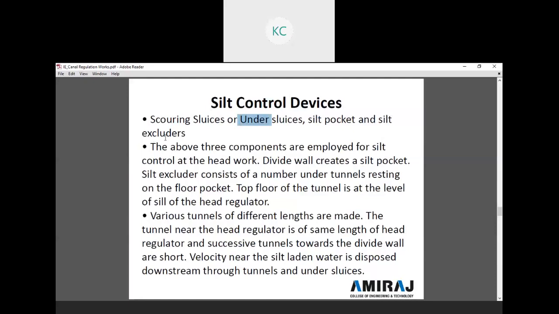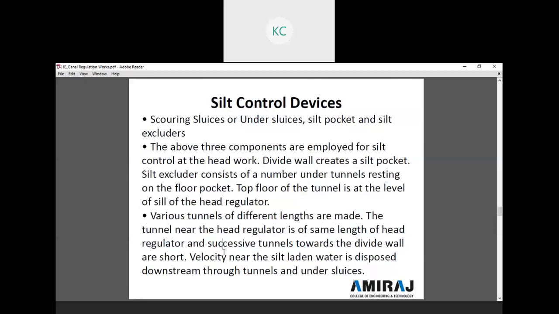Divide wall creates a silt pocket. Silt excluder consists of a number of under tunnels resting on the pocket. The top floor of the tunnel is at the level of the sill of the head regulator. Various tunnels of different lengths are made. The tunnel near the head regulator is the same length as the head regulator, and successive tunnels towards the divide wall are short. The silt-laden water is disposed downstream through the tunnels and the undersluice.